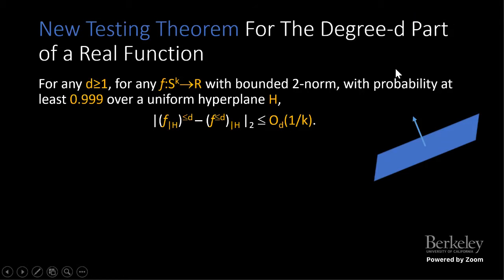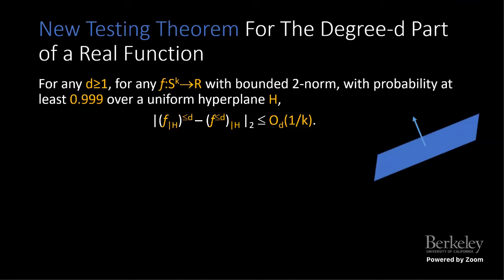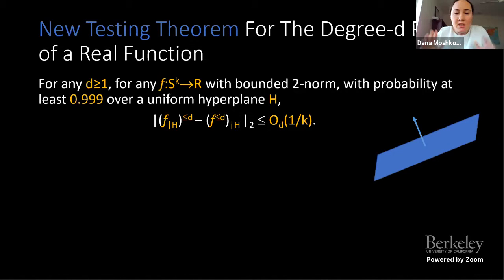Dana, quick question. So the hyperplane means just something with codimension 1, right? It's not a 2-dimensional thing. Okay. Yes, hyperplane is codimension 1. Okay. Yeah, and whenever anyone has any questions, just ask.